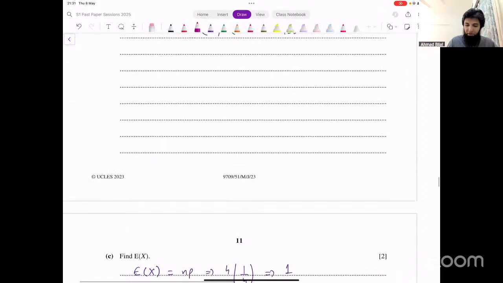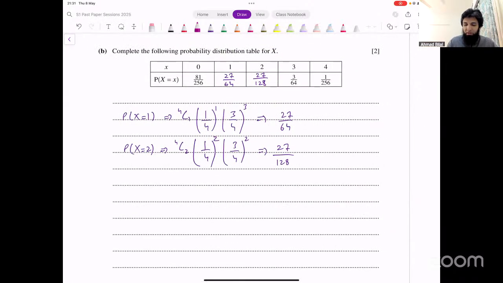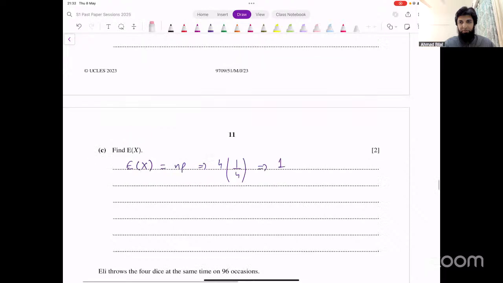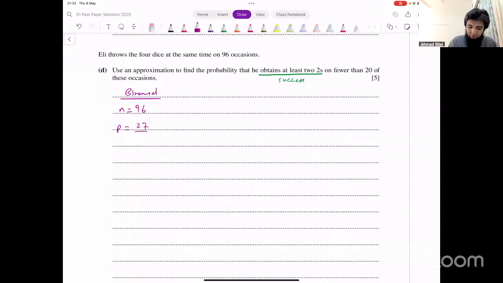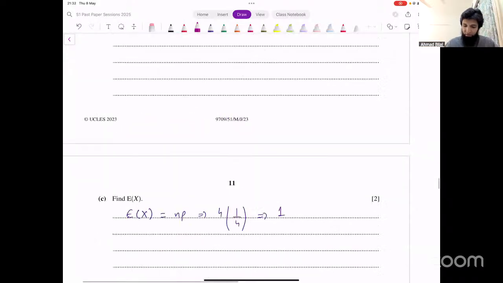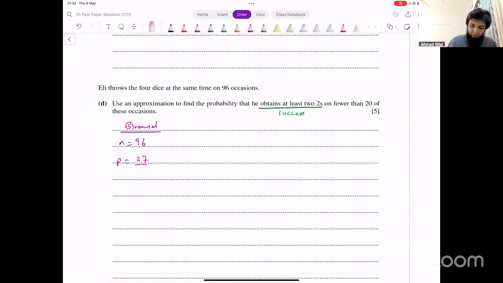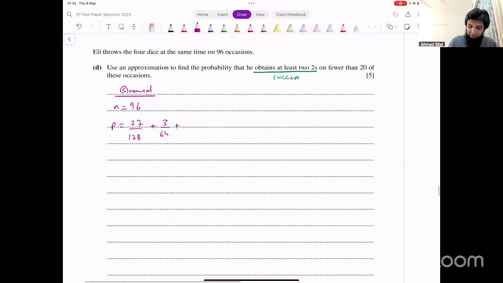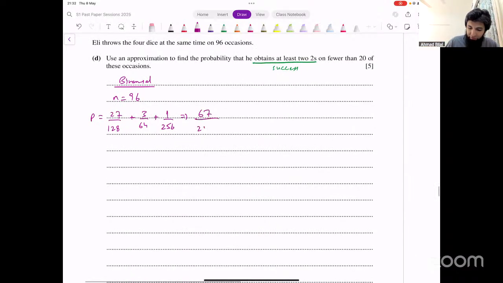At least 2 2s. We've got the table here. At least 2 2s means you would have 2 2s, 3 2s, and 4 2s. Add up these probabilities, these three, and that will be the probability of success for that next part, right? So we say it's going to be 27 over 64 plus 27 over 128. No, 27 over 128 plus 3 over 64 plus 1 over 256. What do you get from this? Sum of these numbers? 67 over 256. This is 67 over 256.